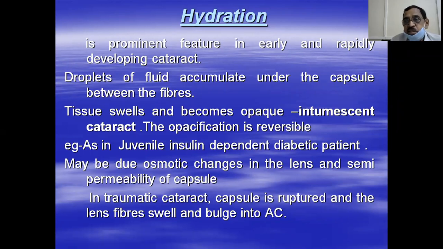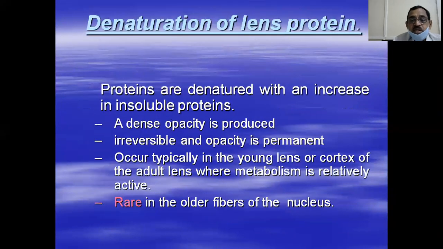In traumatic cataract, the capsule is ruptured and the lens fibers swell into the AC and bulge into the AC, and the aqueous actually seeps into the lens, and it causes the opacification. Proteins are denatured with an increase in insoluble proteins. So that causes a dense opacity in the lens. And this dense opacity, normally it is irreversible and it is permanent.